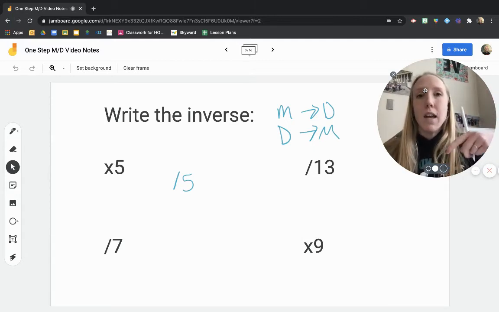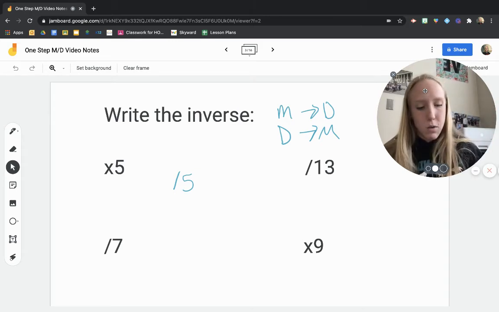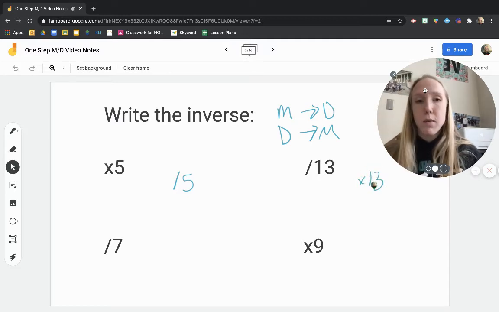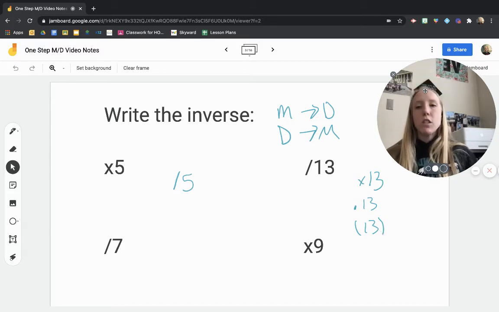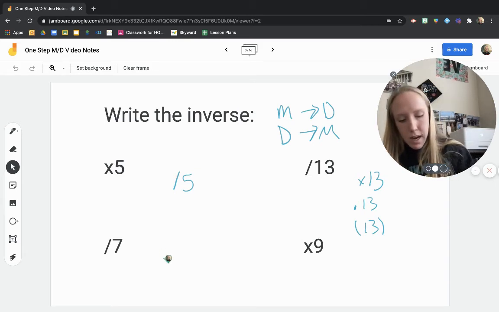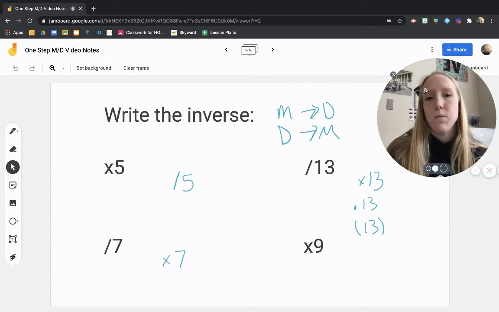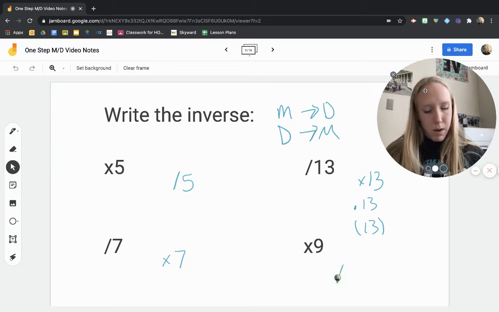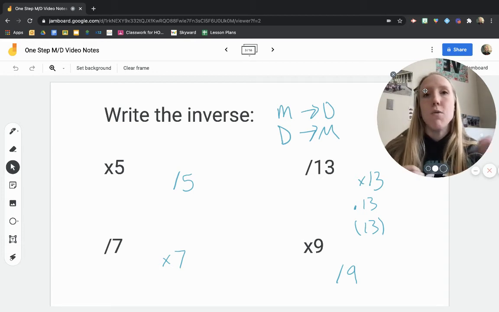Okay, the one that says divided by 13, that slash means divide. To undo divide, we need to multiply. So we're going to write times 13. And remember the other ways we could do that is a dot times 13 or parentheses 13. What is the inverse of dividing by 7? The inverse of dividing by 7 is times 7. And the inverse of times 9 is divide by 9. So when you see multiply, you undo it by dividing. When you see dividing, you undo it by multiplying.